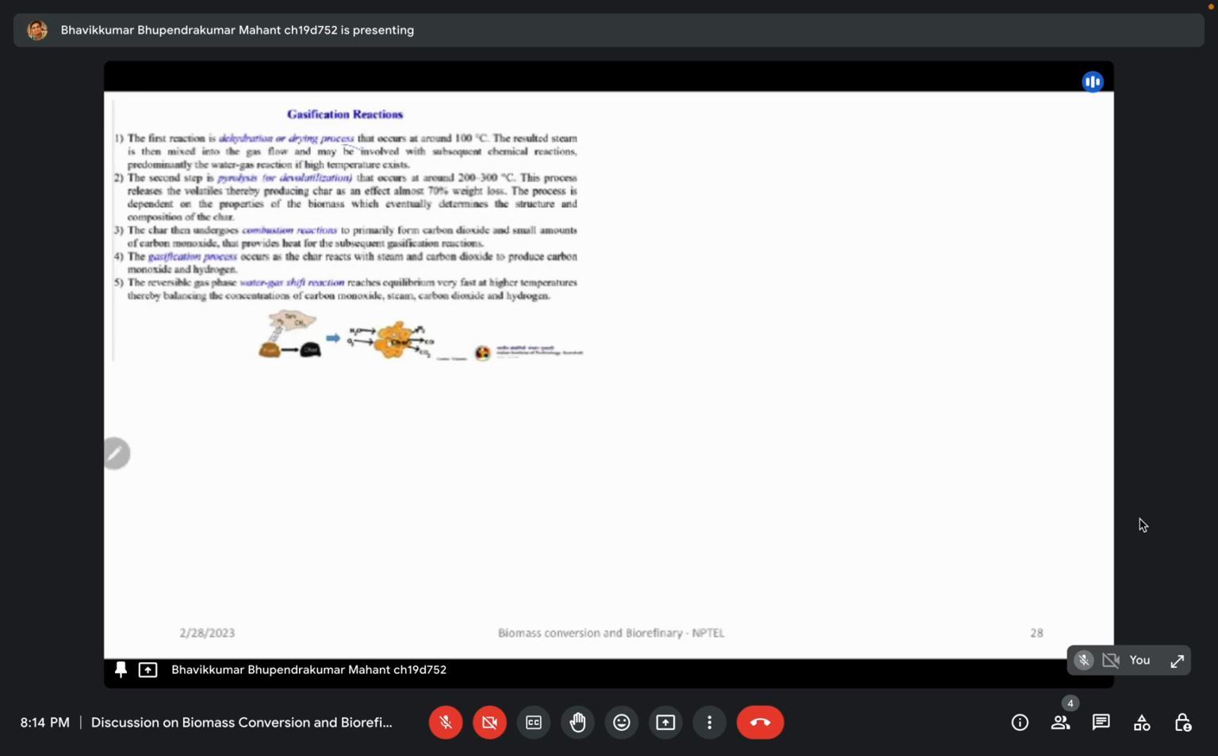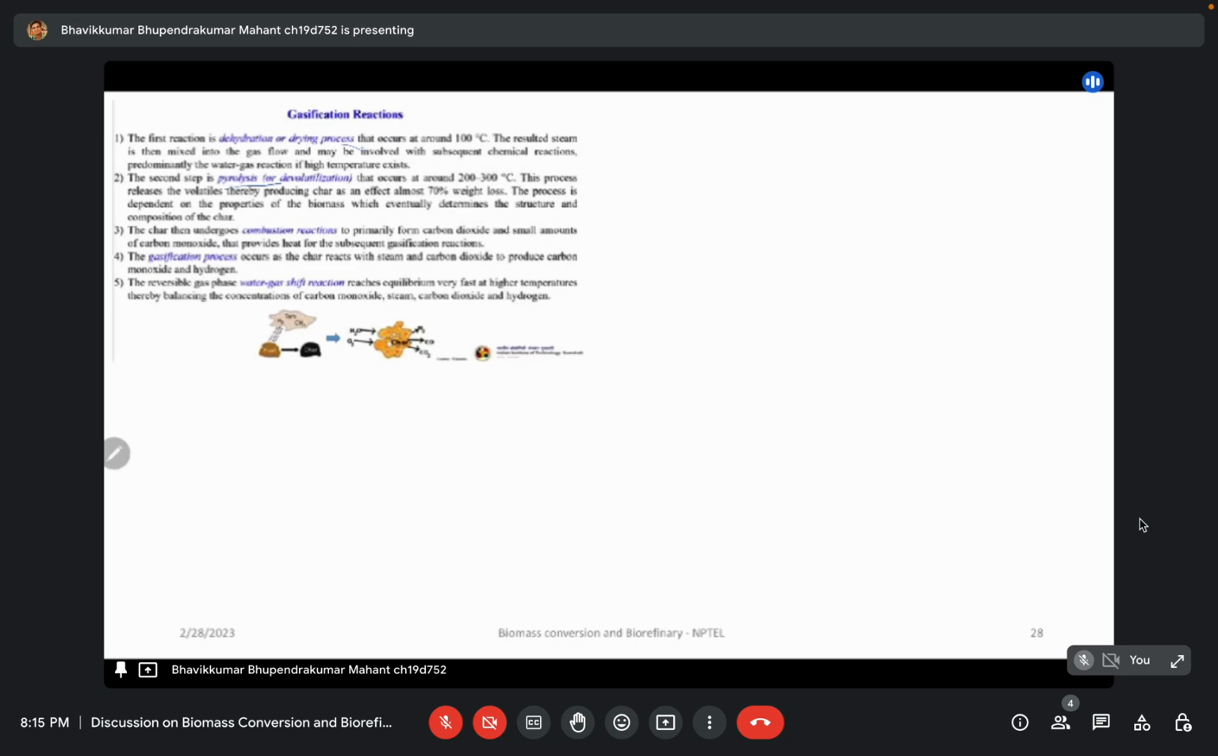The second step is the pyrolysis process, which has another name, devolatilization, that occurs around 200 to 300 degrees centigrade. Whatever volatile materials and vapors are there can go out. So you will get the solid charcoal. The solid product is converted into char. It is basically coke, which is a charcoal, and can be used for energy. The process depends on the properties of biomass.